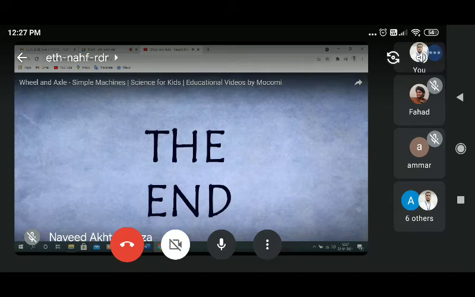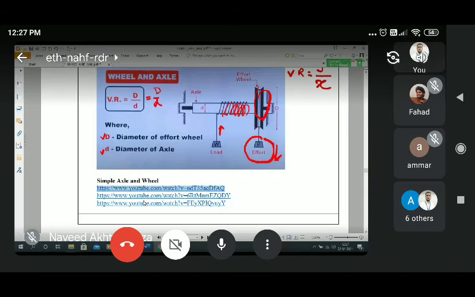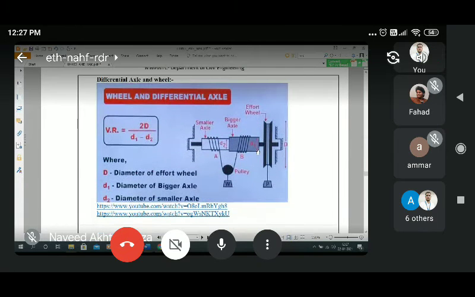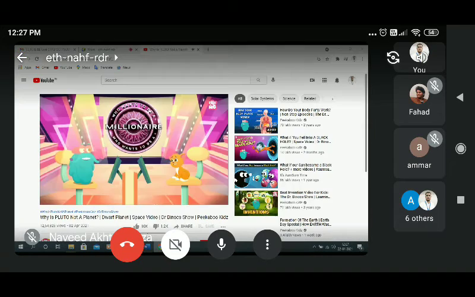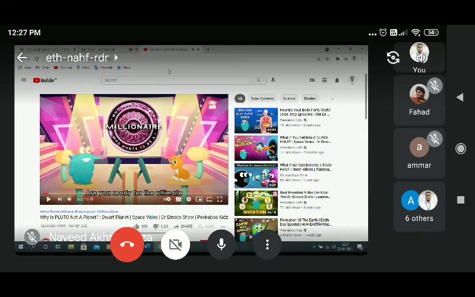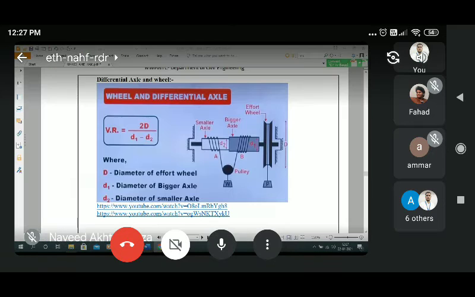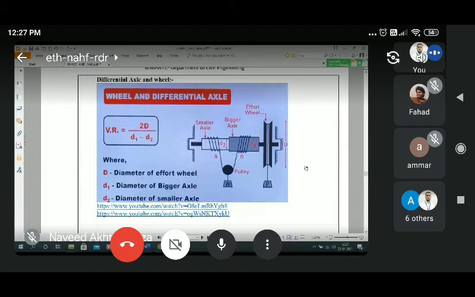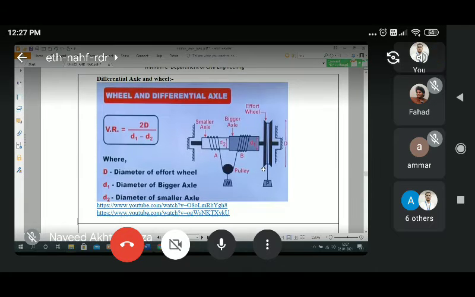Okay, so we have seen the working and procedure of the simple axle and wheel. Similarly, we will see the velocity ratio for the differential axle and wheel. You see here in the differential axle and wheel, this is the effort wheel.